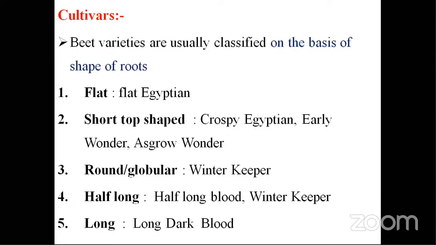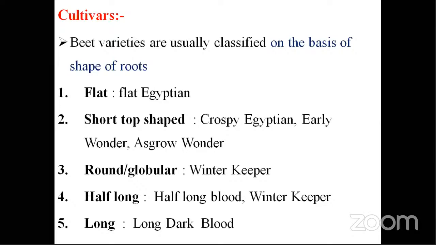The top which we play. So this is Cross by Egyptian, Early Wonder, Ash Grow Wonder. So you might have a doubt, like, I have to remember all this. You have to remember all this if you are going for a written exam, but not in the objective exam. For the objective exam, you just try to remember flat. Egyptian is flat, the name says flat, so it should be a flat one.